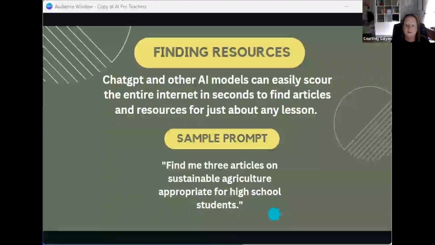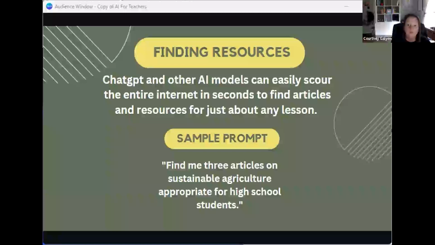And appropriate for high school students is key, because these chatbots understand that you talk to different audiences in different ways. You would not talk to a 5th grader the same way you would a senior in high school. So when you are asking it to write anything or find resources, giving it your target audience is an important part of communicating with that AI. That way you will get results that are appropriate for high school students and not children's books about sustainable agriculture or highly scientific papers written by people with PhDs in horticulture.